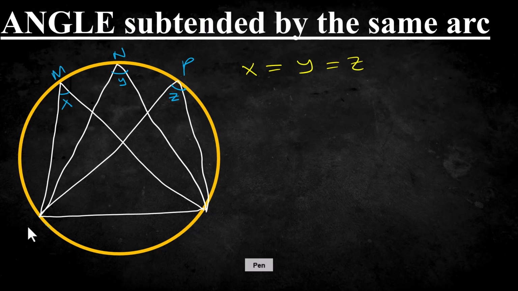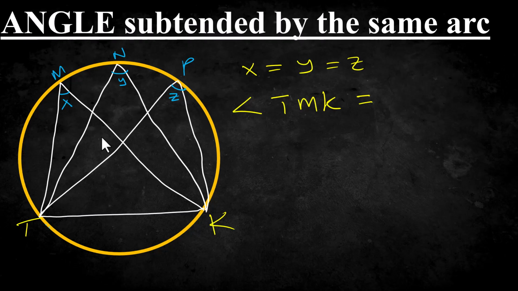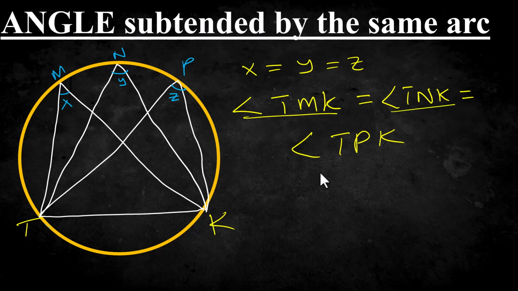Because of this, let me call this one TK. So angle X is the same as angle TMK, the middle one, and the same as Y. Y is TNK, and the same as P, angle TPK, which is the same as X, Y, and then Z. All right, so if this side is 30, this side will be 30, and this side will also be 30.